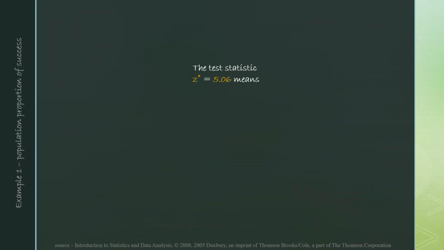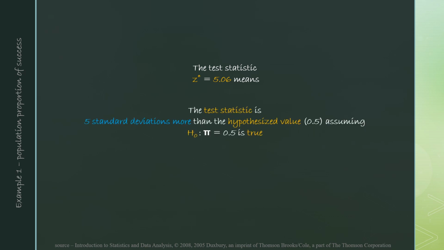The test statistic Z star equals 5.06 means the test statistic is 5 standard deviations more than the hypothesized value 0.5, assuming the null hypothesis H0, that is pi equals 0.5, is true. But the conclusion is not made just on this fact. We still need to calculate the p-value.